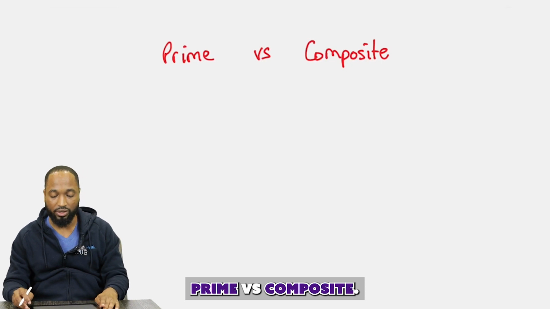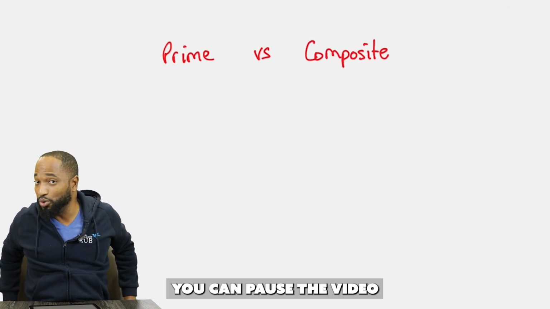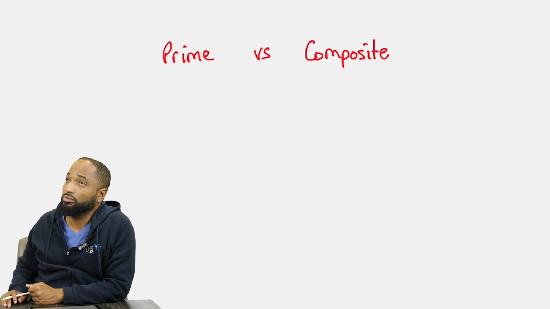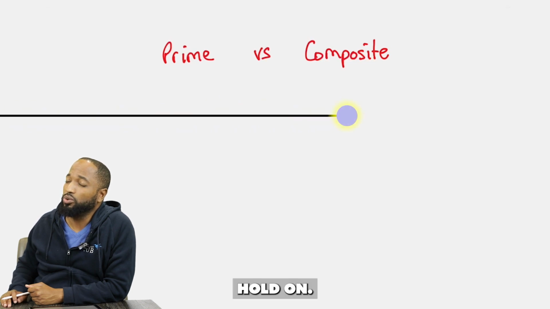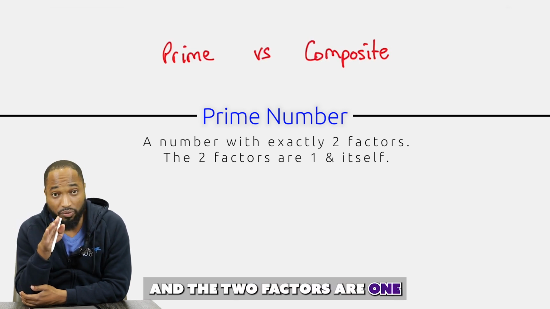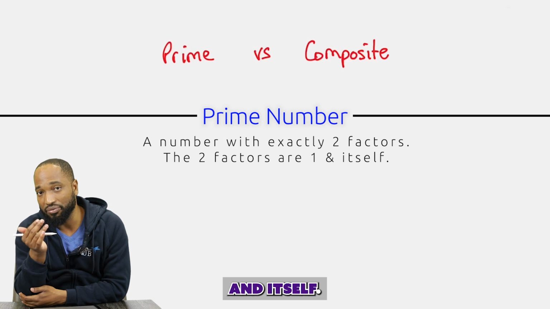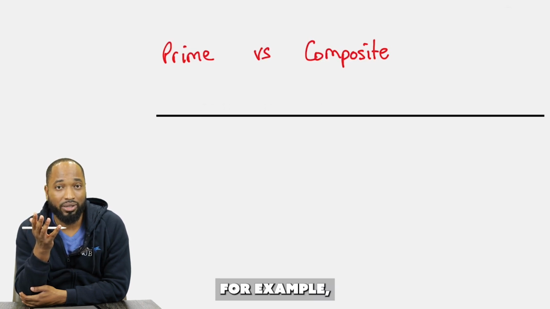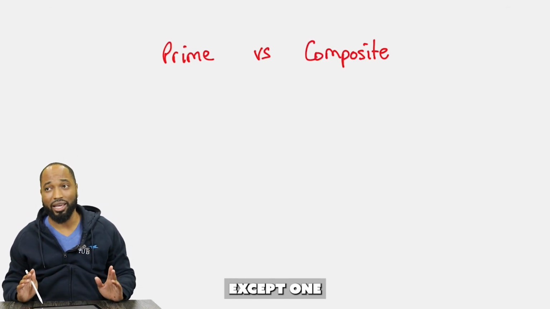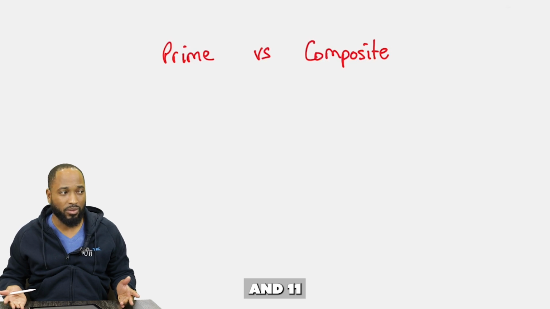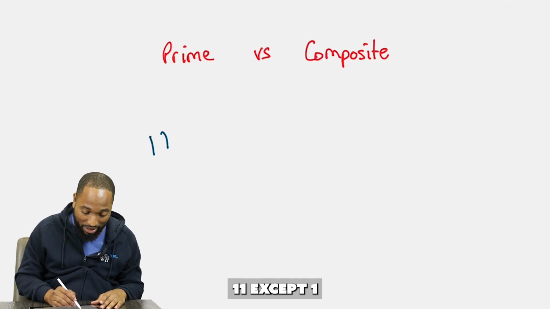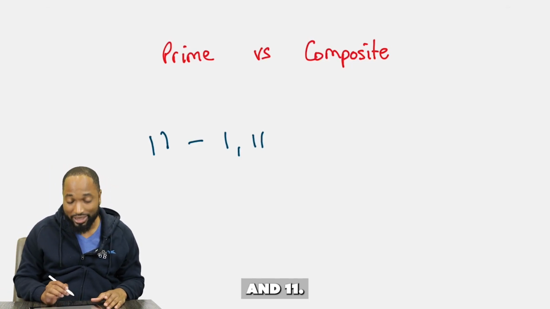Let's go talk about their friends. Prime versus composite. Do you know what a prime number is? Once again, you can pause the video and test yourself to see if you know what a prime number or a composite number is. A prime number, I know this one, hold on, it's coming to me. A number with exactly 2 factors, and the 2 factors are 1 and itself. For example, 11 is a prime number. There is no number that can go into 11 except 1 and 11. Is there a secret factor of 11 hiding anywhere? No. So there's no number that can go into 11 except 1 and 11. That makes it a prime number.